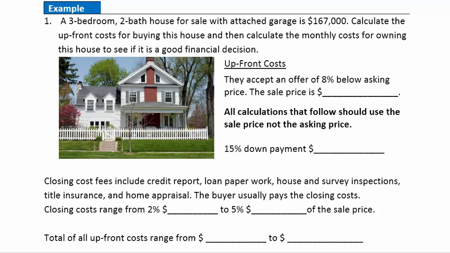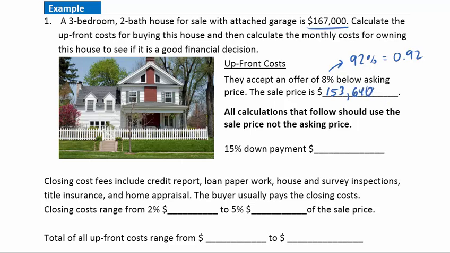So let's take a look at the upfront costs. First of all, they're accepting 8% below the asking price. So if they're accepting 8% below the asking price, it means we're going to pay 92% of what they're asking. So as our growth factor, that's 0.92. I'm going to take 0.92 times 167,000. So they are going to take $153,640 for the sale price.